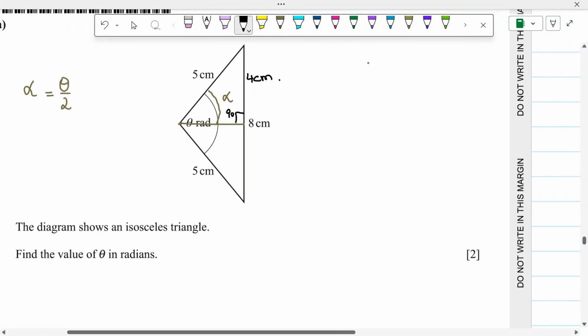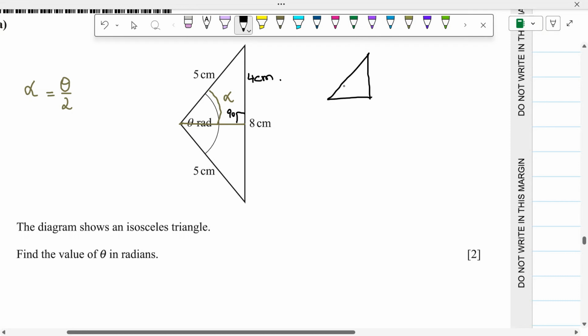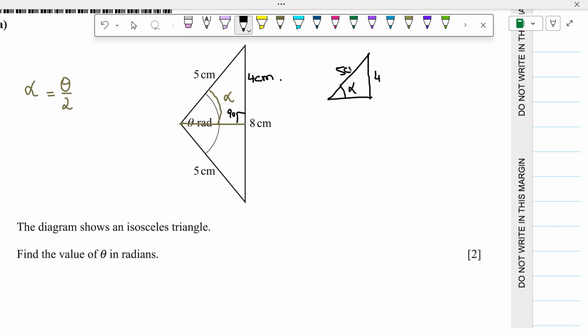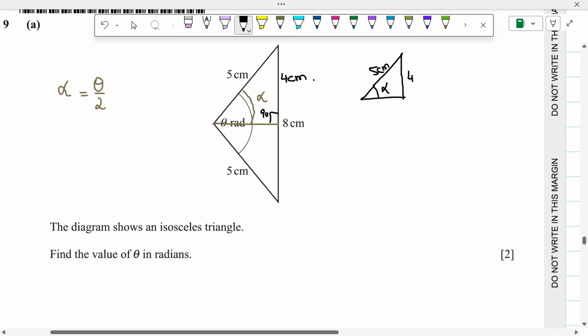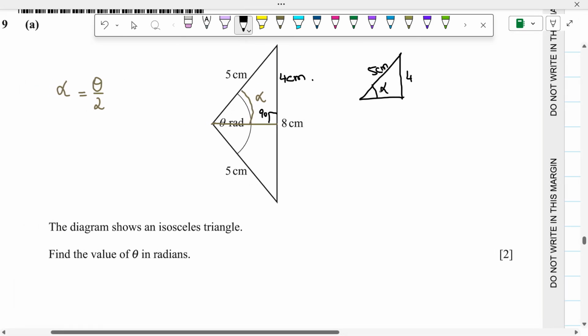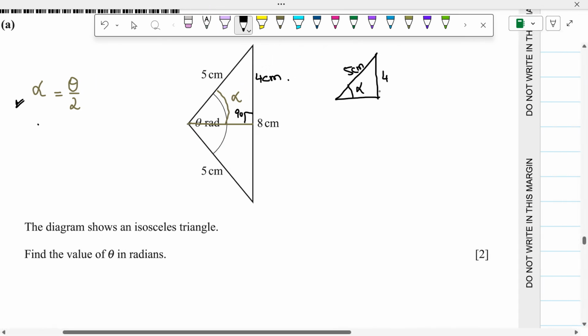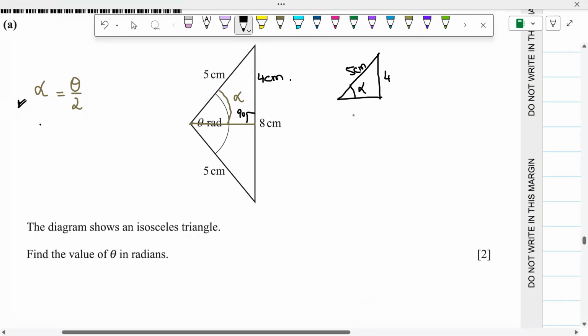So we can draw this right angle triangle, which has the angle alpha, the side of 4 centimeters, and the other side of 5 centimeters. We need to find theta. If we can find alpha, then by using this condition we can find theta. So alpha is equal to the sine of alpha.